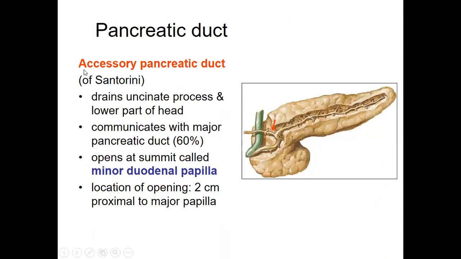Okay, and then we also have the accessory pancreatic duct of Santorini. You can see here, this is the accessory pancreatic duct that drains the uncinate process and the lower part of the head. It communicates with the major pancreatic duct in 60% of cases, and it opens at the summit called the minor duodenal papilla.